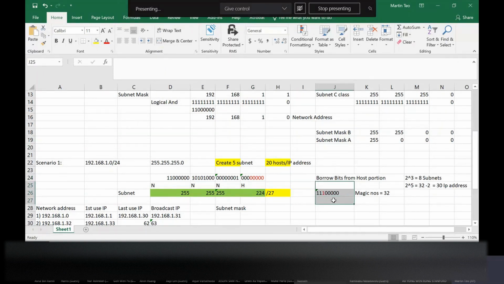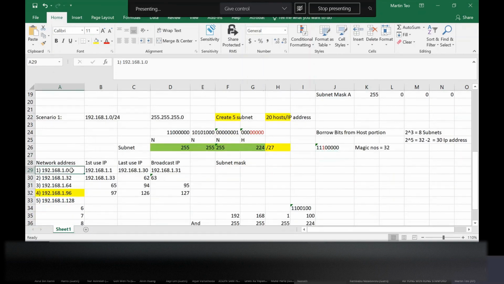This magical number. From the 3 bits we borrow from the host, we always take the 1 at the rightmost and use that 1 to find out the power location. So we have 2 to the power 0, 2 to the power 1, 2 to the power 2, 2 to the power 3, 2 to the power 4, 5. So 2 to the power 5 is equal to 32. The magic number is 32. With the magic number, I can start to populate the network addresses. First, .1.0, second, increase by 32, third, 64, fourth, 96, fifth, 128. The sixth, I can add 128 plus 32 also.